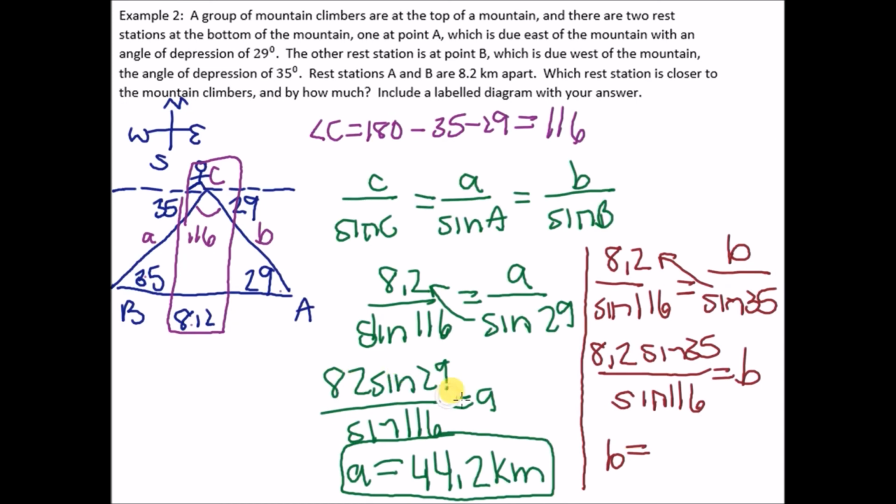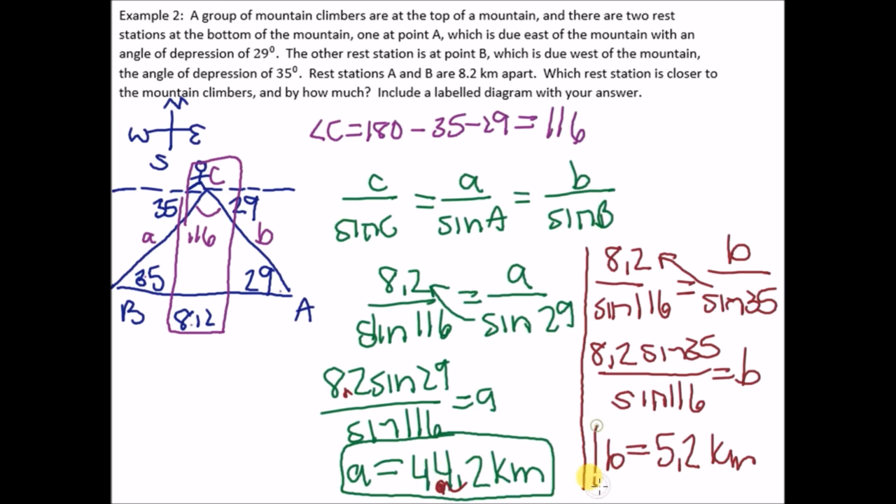I get 5.2. You know what? I think I made a calculation error. I put in 82 here. I'm supposed to put 8.2. That looks better. I was going to say they're very, very far away from these. 4.42. Sorry, this is going to be one decimal over.